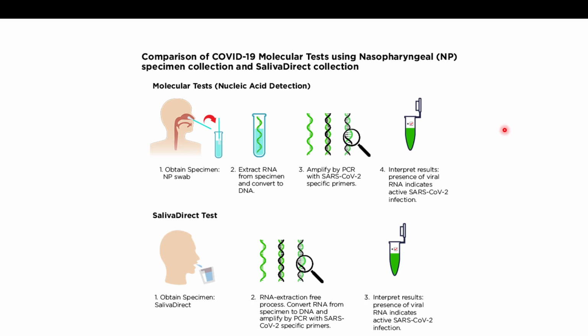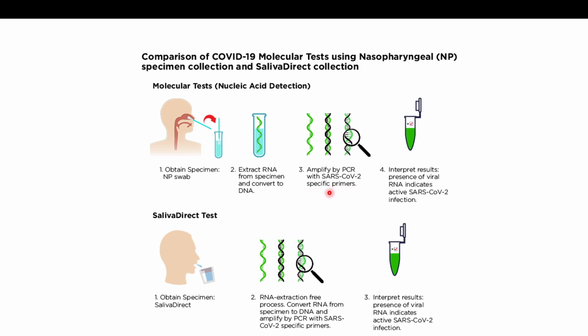Also, RT-PCR has been a household term for the last 2, 3 years during COVID, especially. So what used to happen was, when the COVID test was performed, a swab specimen was taken, RNA was extracted and converted to cDNA. Okay. And that cDNA was PCR amplified with SARS-CoV-2 specific primers.